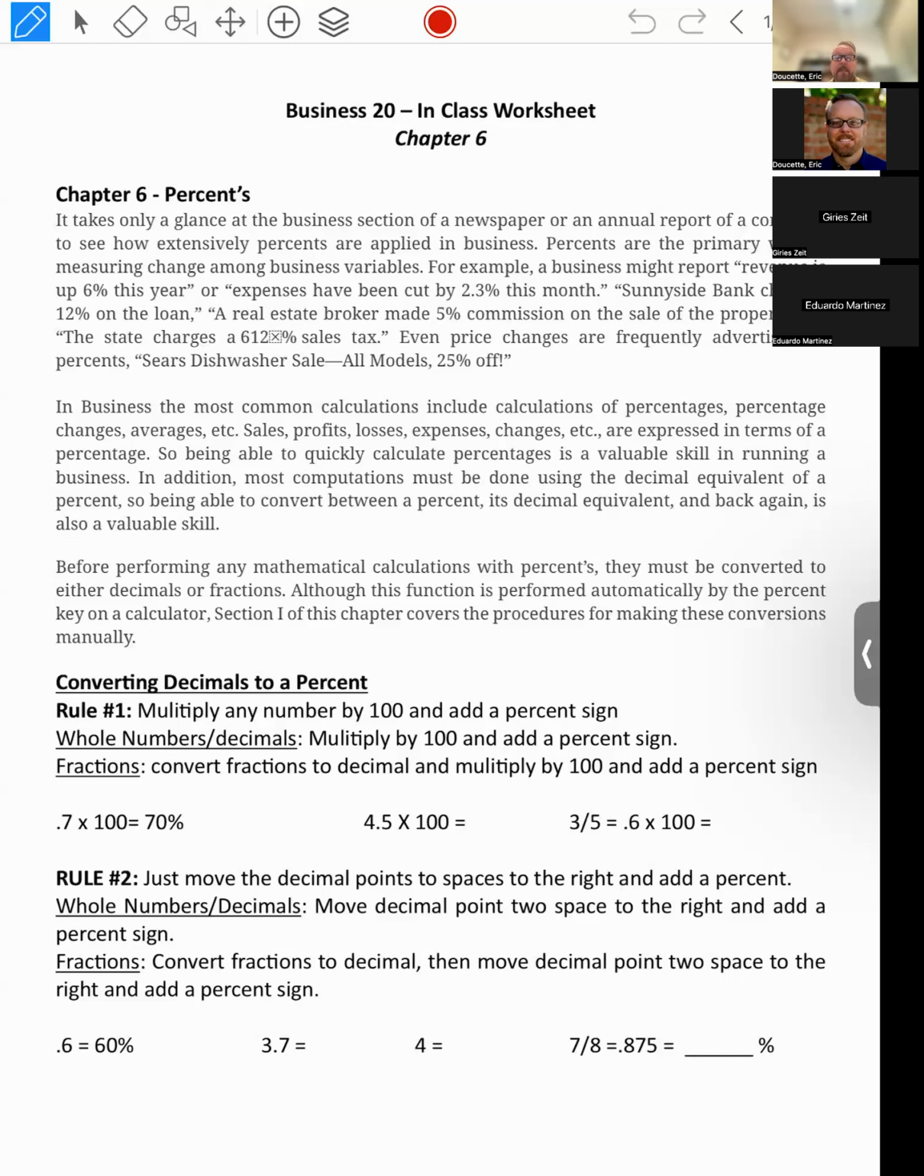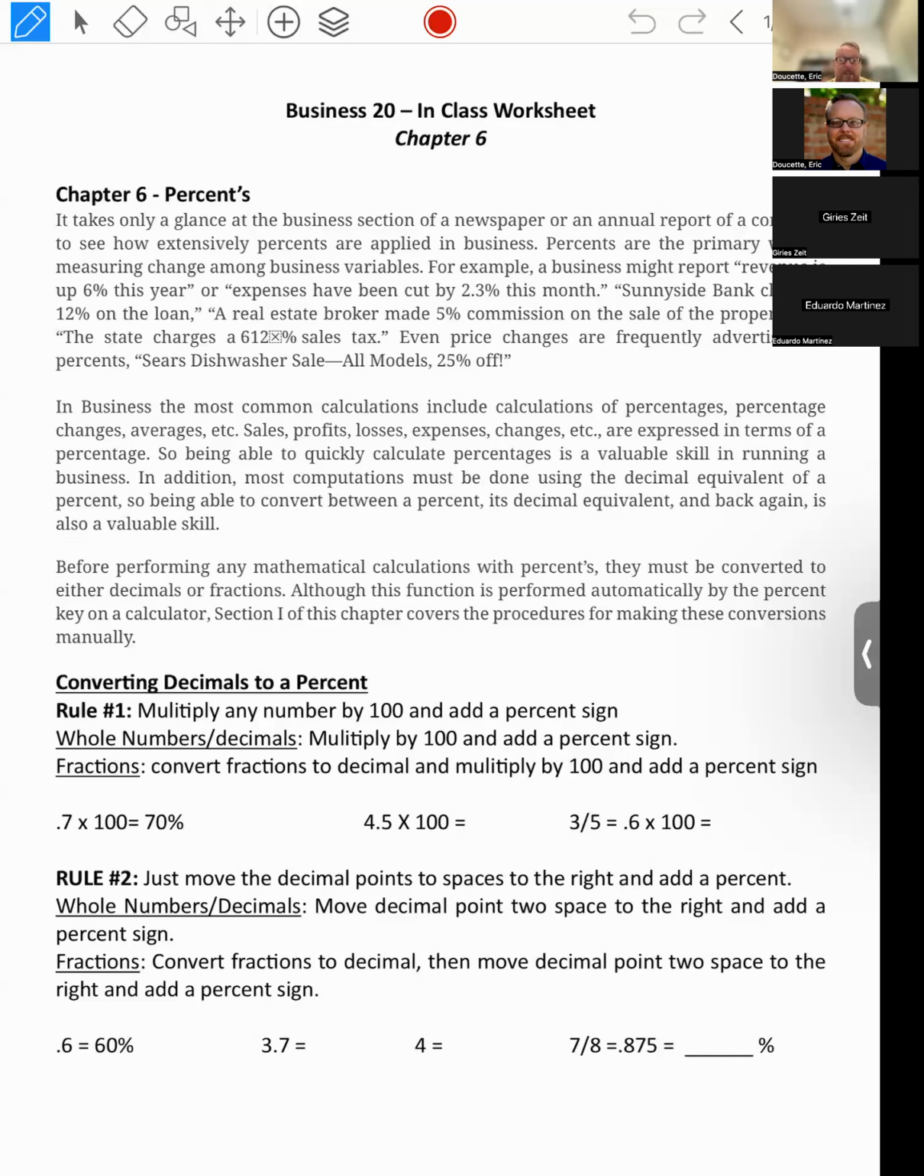3/5 or 0.6, you convert the fraction to the decimal. By the way, you convert the fraction to the decimal by dividing the numerator by the denominator. So in this case, it would be 0.6. 0.6 times 100 comes out to 60%. So you're basically doing it that way.